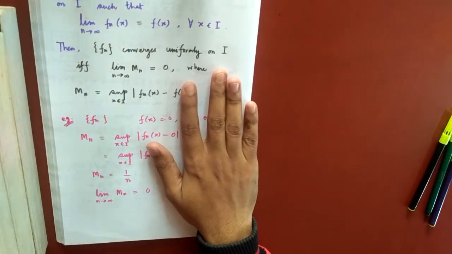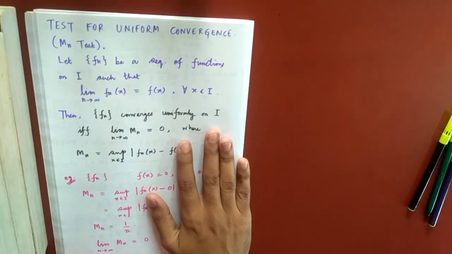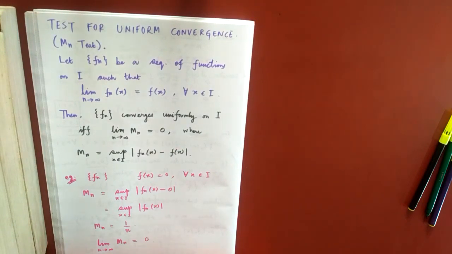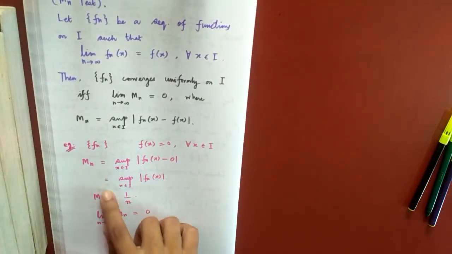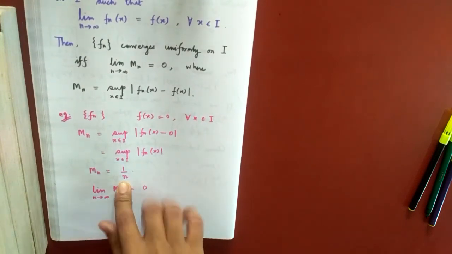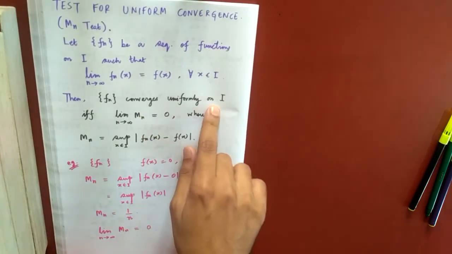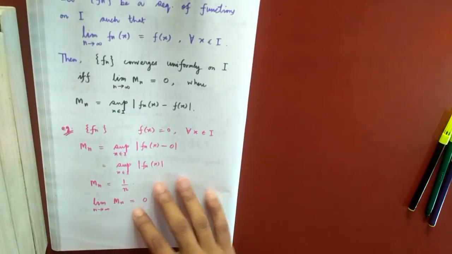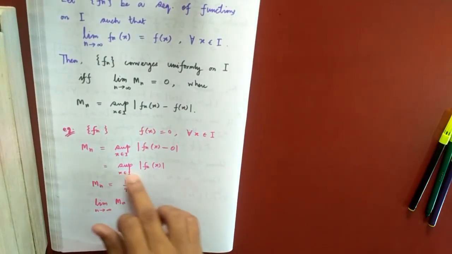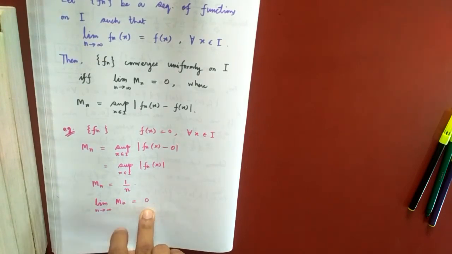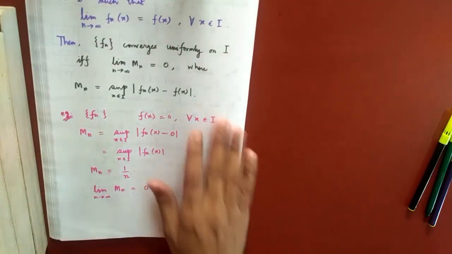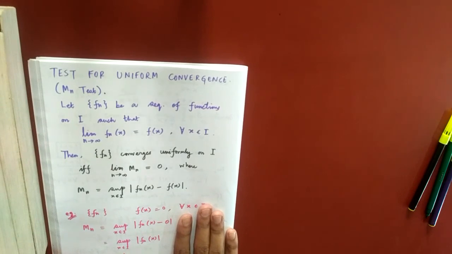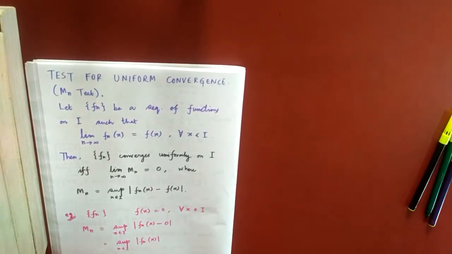So you see, what's the nice thing about this test? It does not involve finding that natural number m, which is so confusing. It just tells you to find this supremum, and this is a sequence. Now to test uniform convergence, you just have to check the convergence of this sequence. If this sequence converges to 0, we say it is uniformly convergent. If it converges to any other number, it will not be uniformly convergent. So this is the Mn test. Based on the Mn test, I will do some sums in the next class.